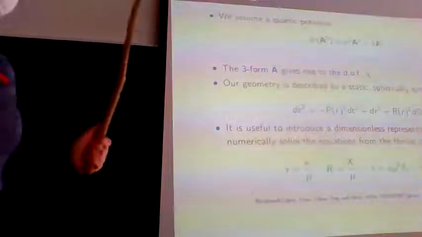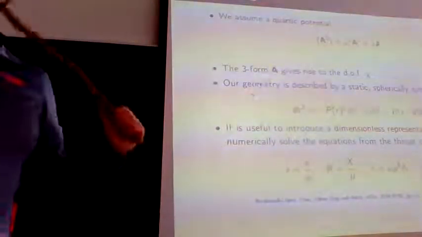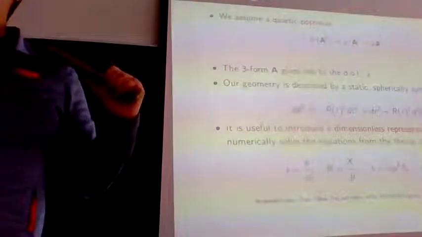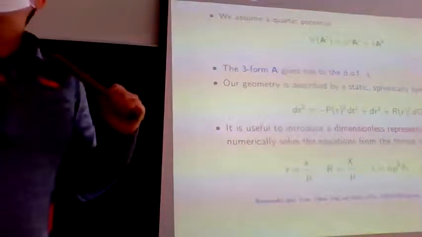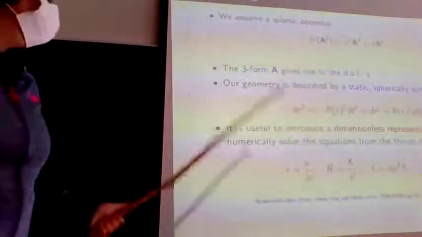Or then, for the wormhole, the same thing. So they fixed a potential. We didn't fix the potential. We assumed some given condition, and then we evolve and see what is the potential that we will get. The same thing we did here.